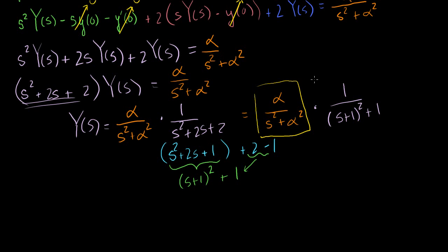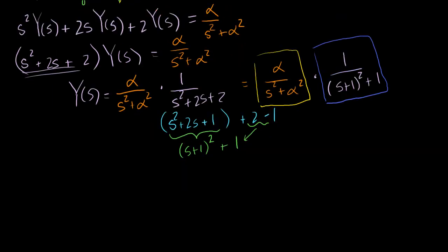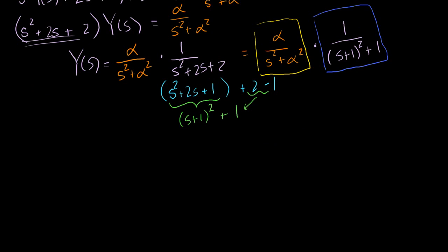Of this blue thing in the blue box. And then I can express it as a convolution integral. And how do I do that? I could just do it right now. I could just immediately say that y of t, let me write this down, y of t.